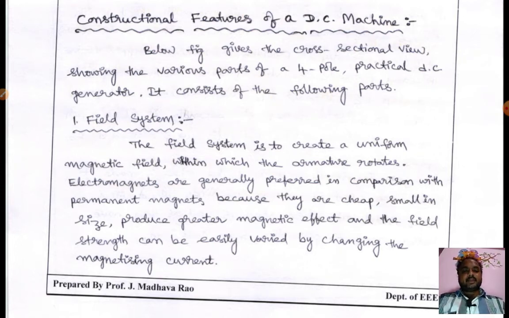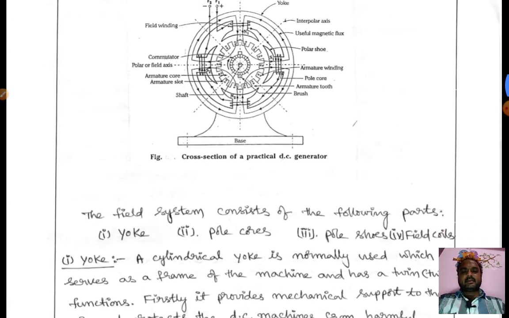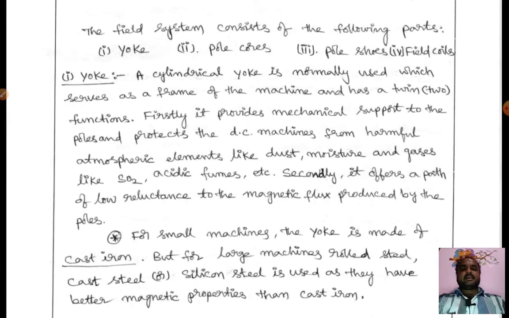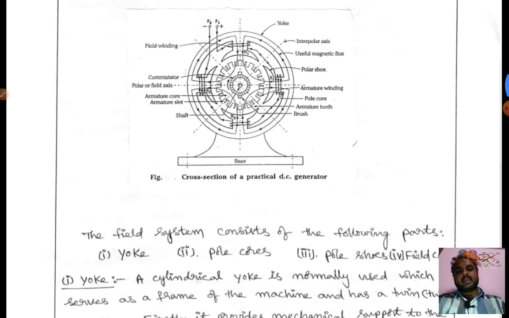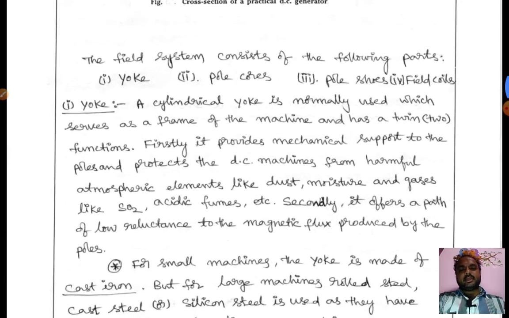So this is about the field system, and next we will see, already we have seen this diagram. The field system consists of the following parts: yoke, pole core, pole shoe, field coils. So what is the function of yoke? Yoke is normally used as a frame of the machine. So see this outer frame of the machine is known as the yoke. You can see in this diagram. So where is the yoke? The yoke is the outer frame of the DC machine.